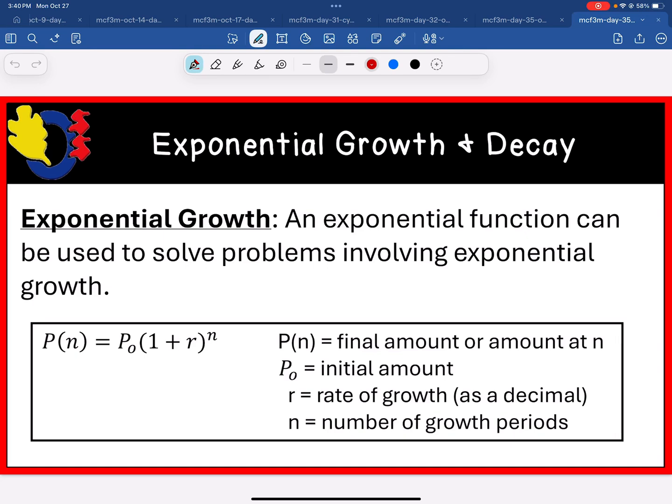Hi everyone, today we're going to be talking about exponential growth and exponential decay. All right, so let's define exponential growth. It's an exponential function and it can be used to solve problems involving exponential growth.